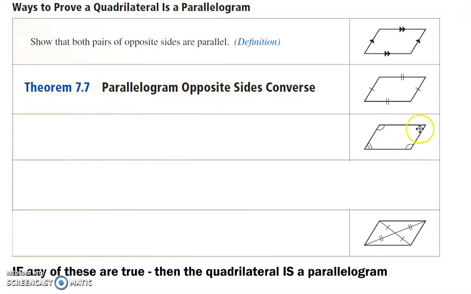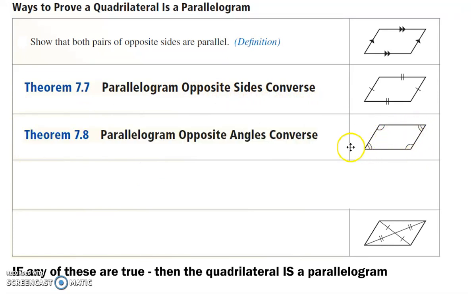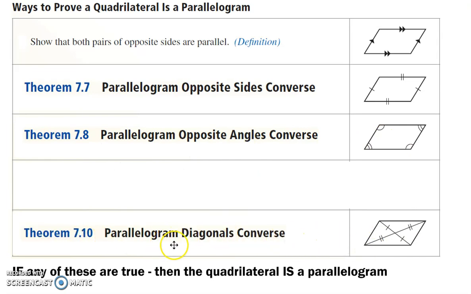If the opposite angles are congruent, then it's a parallelogram. That's the opposite angles converse, 7.8. If diagonals bisect each other, then it's a parallelogram. That is 7.10, the diagonals converse. So that's just the converse of some of the ones we looked at in the previous lesson.